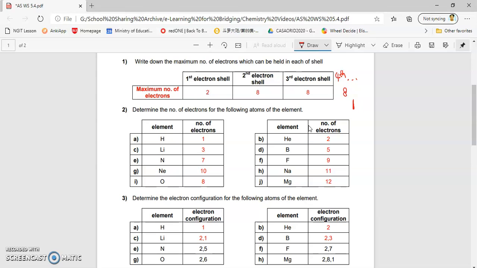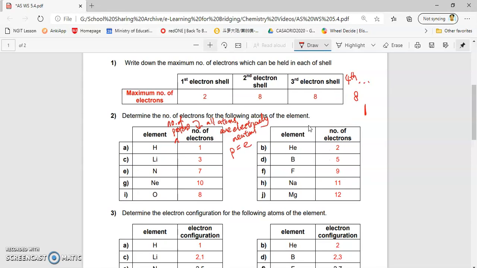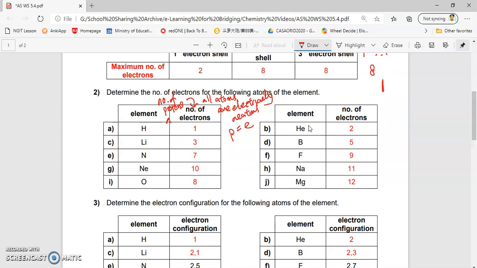Now, for question 2, determine the number of electrons for the following atoms of elements. So, how do you know the number of electrons? Actually, there's one step before this: you need to determine the number of protons. Once you know the number of protons, you will know the number of electrons, because all atoms are electrically neutral. What this means is that the number of protons is equal to the number of electrons. Do take note of this, and that's how we got all the answers here.